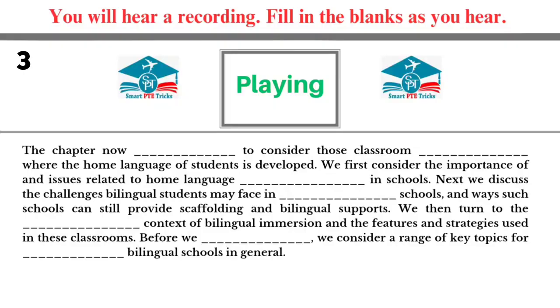The chapter now proceeds to consider those classroom contexts where the home language of students is developed. We first consider the importance of and issues related to home language development in schools. Next, we discuss the challenges bilingual students may face in monolingual schools, and ways such schools can still provide scaffolding and bilingual supports. We then turn to the specific context of bilingual immersion and the features and strategies used in these classrooms. Before we conclude, we consider a range of key topics for effective bilingual schools in general.